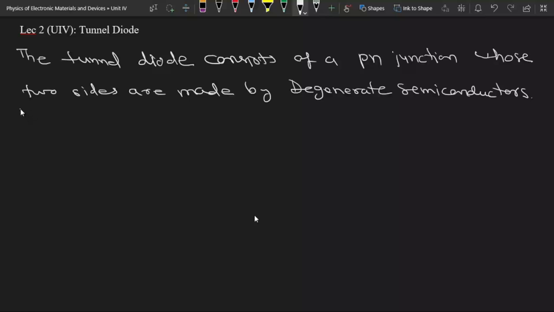And this was found by Esaki in 1958. So sometimes tunnel diode is also known as Esaki diode.